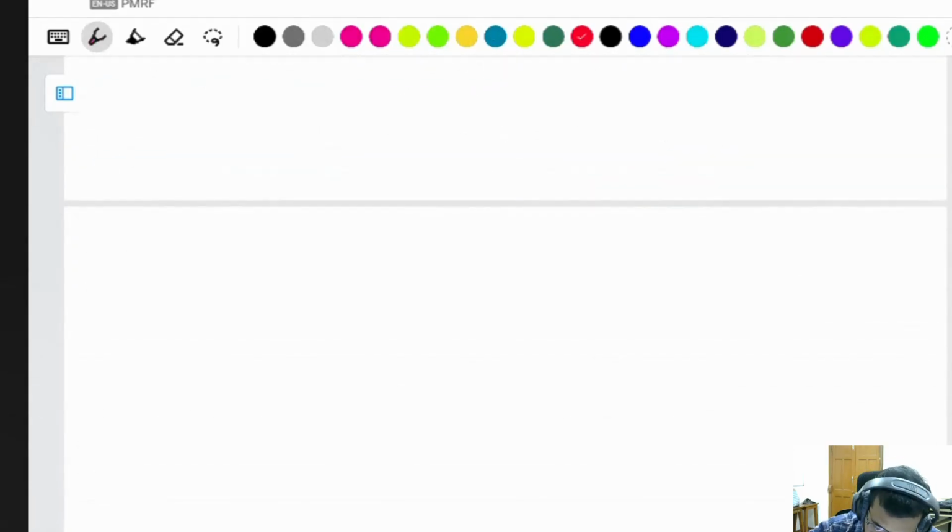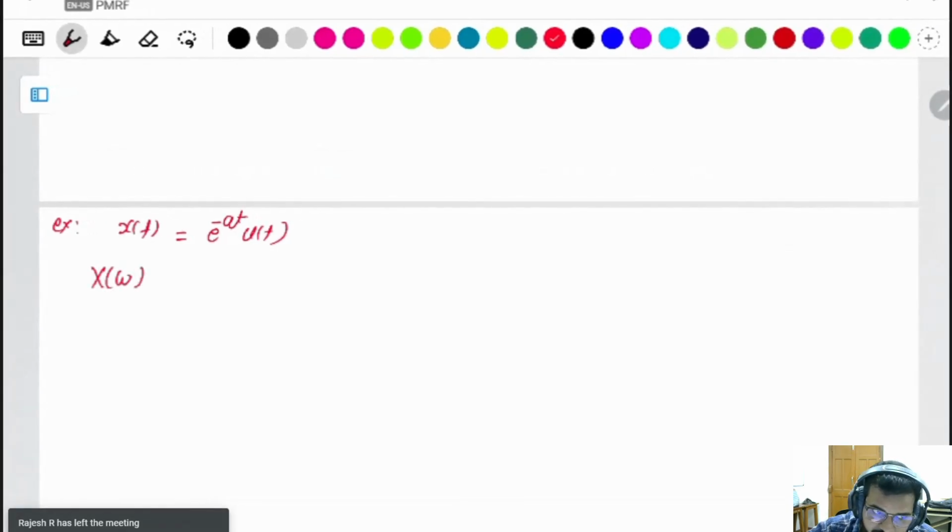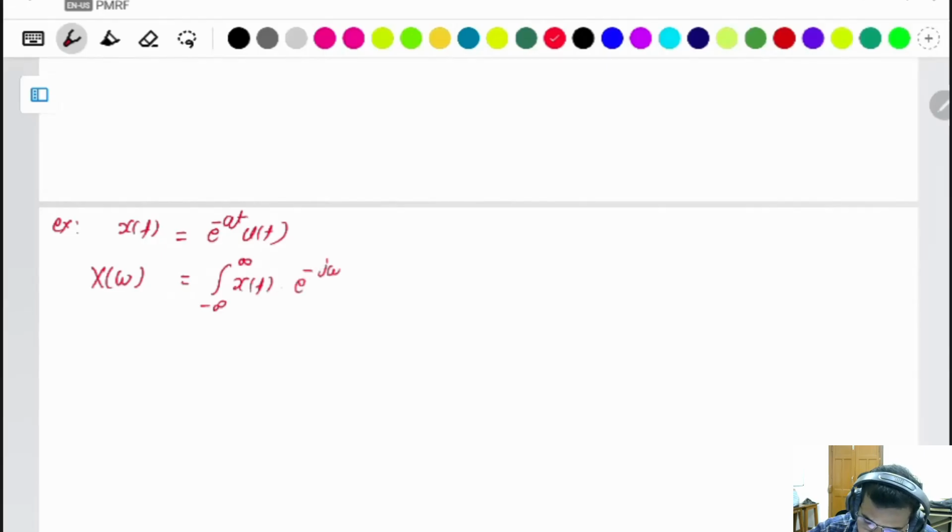For example, if you want to find the Fourier transform of e to the power minus a t u(t) signal, use the same formula: X(omega) is equal to the integral from minus infinity to plus infinity of x(t) into e to the power minus j omega t dt. x(t) is e to the power minus a t u(t), so the integral of e to the power minus a t u(t) e to the power minus j omega t dt.